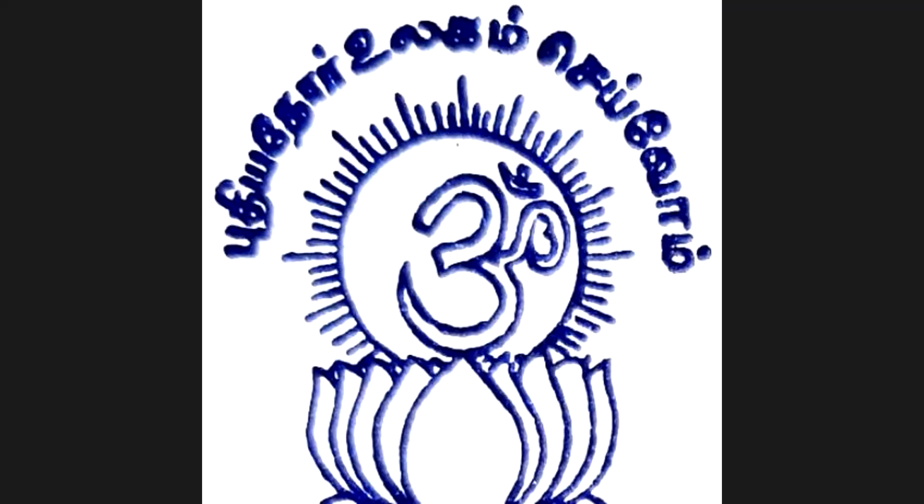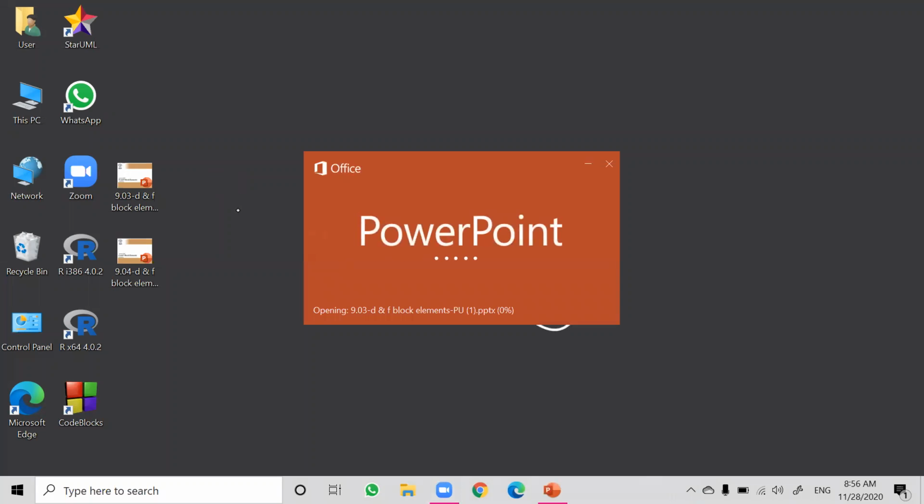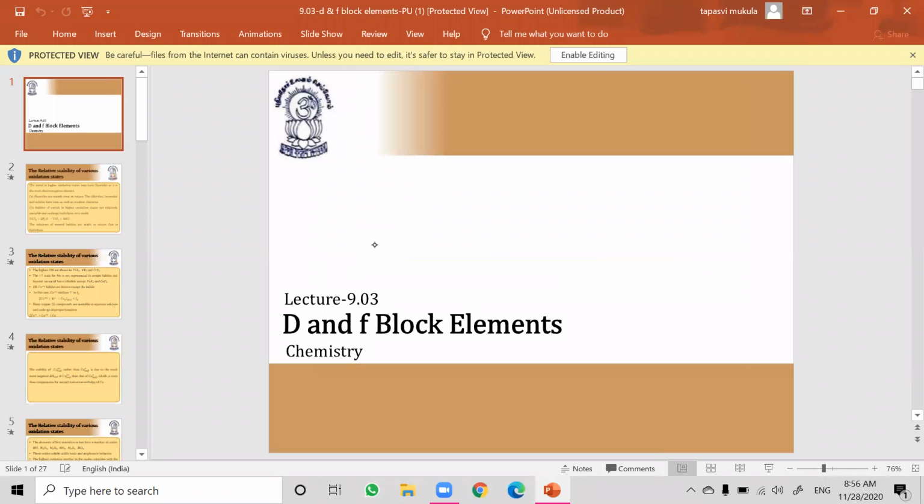So far, we have completed in lecture 1 some general properties of D and F block elements, mainly D block elements we are doing now. Next, we are going to discuss more about D and F block elements in this lecture, that is general properties. Listen carefully and follow the instructions.